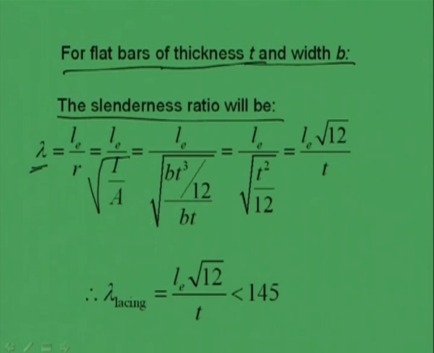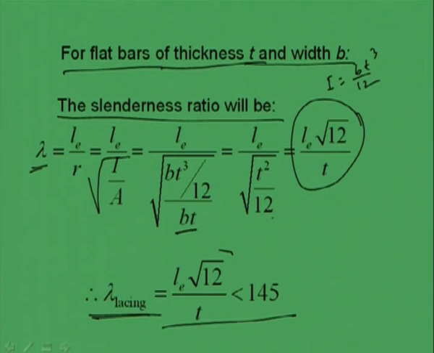So, I will be nothing but BT cube by 12 and area is BT. So, if we divide by BT, then this will become T square by 12. So, this will become LE into root over 12 by T. That means, lambda of lacing will be basically LE into root over 12 by T, which should be less than 145.